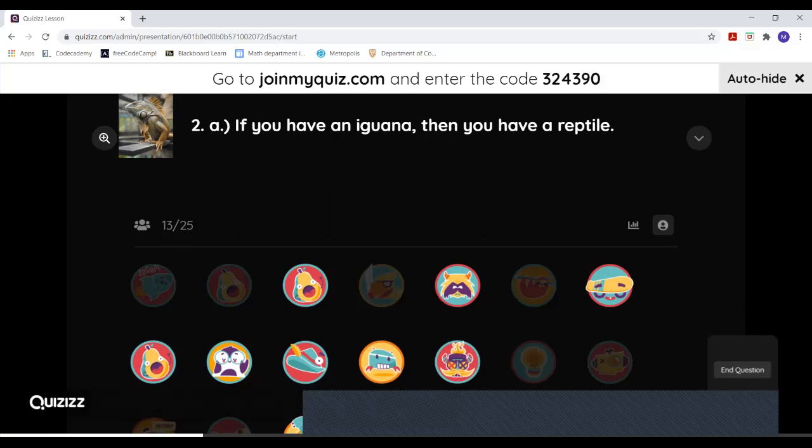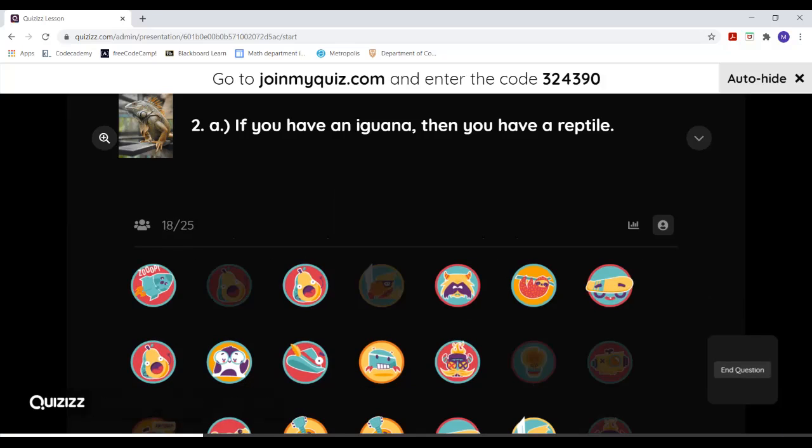Like, if you have an iguana, then you have a reptile. So what is that Venn diagram going to look like?